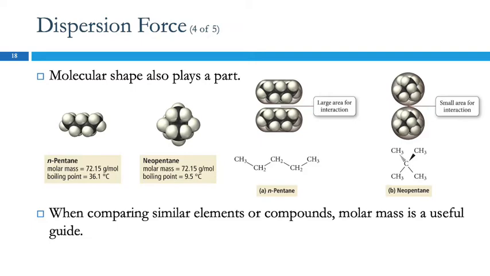The shape of the molecule also plays into this. Here we have two versions of pentane: n-pentane, or normal pentane, and neopentane. Same chemical formula, same molar mass, but they have different boiling points. This one boils at 36, and this one boils at 9.5 degrees Celsius.